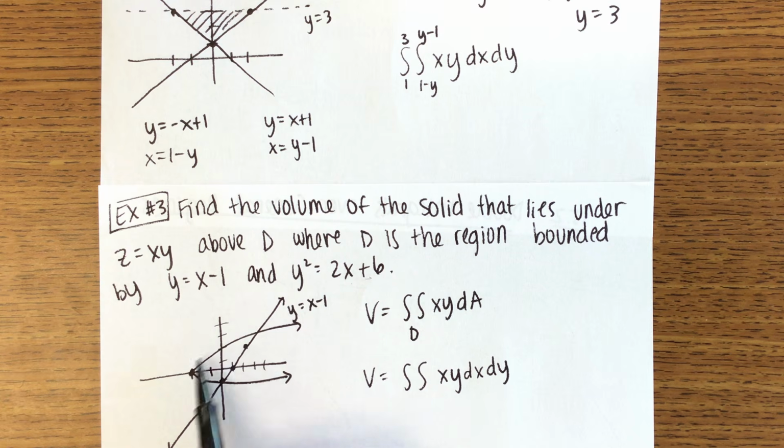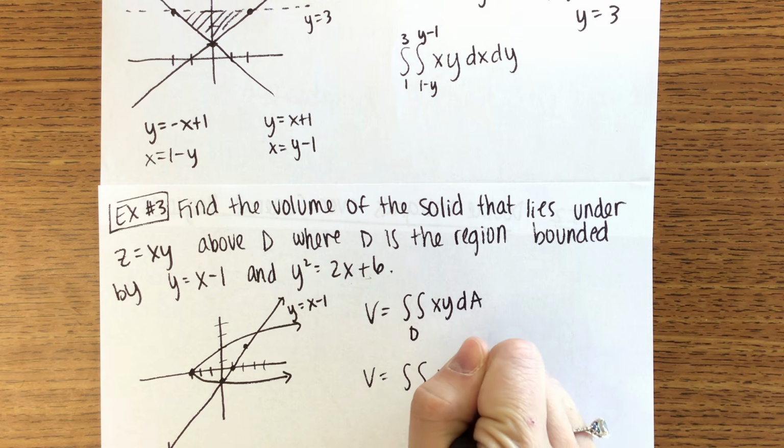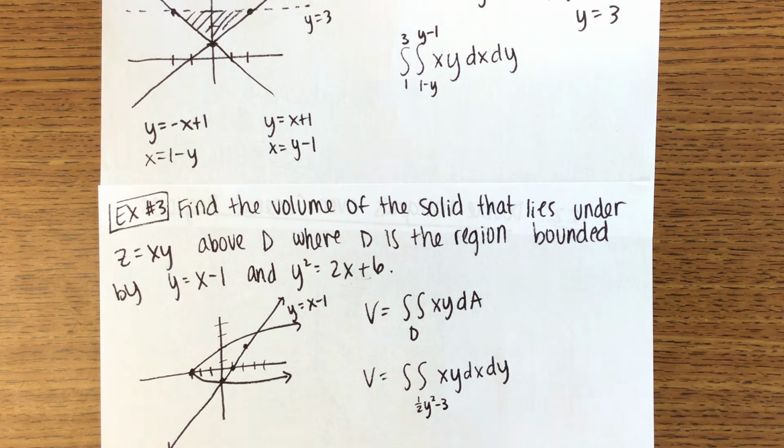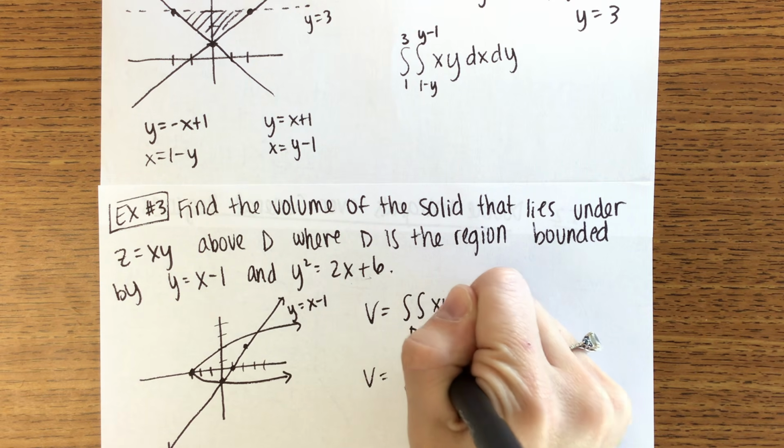The leftmost bound is this parabola. If you solve for x, that ends up being x equals 1/2 y squared minus 3. The rightmost bound is this line. If you solve for x, it ends up being x equals y plus 1.